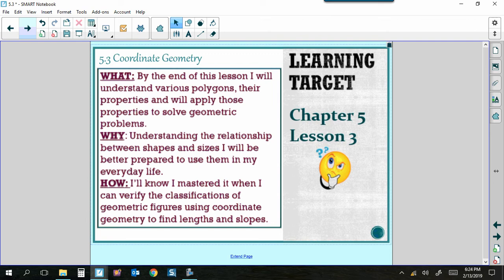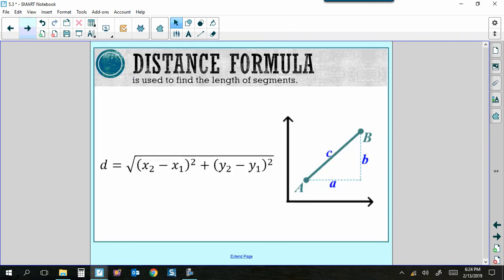How will you know you understand it? Well, you will know you've mastered this when you can verify the classifications of geometric figures using coordinate geometry to find lengths and slopes. To put this all in a quick, nice little box, we're going to look at the properties of quadrilaterals, parallelograms, and triangles. We're going to look at them on a coordinate plane and see if we can apply the properties that we have learned about them in previous lessons to the information that we get off of the coordinate plane. All right, so let's go ahead and get started.